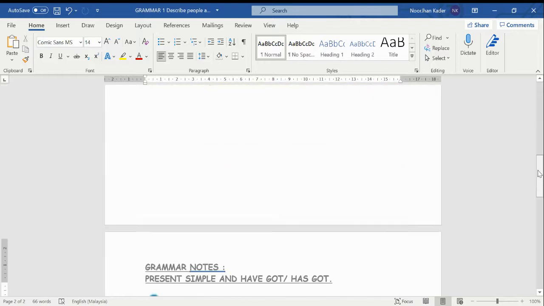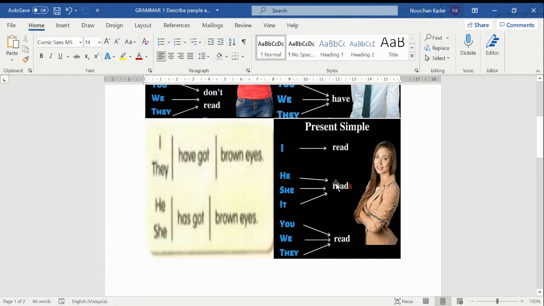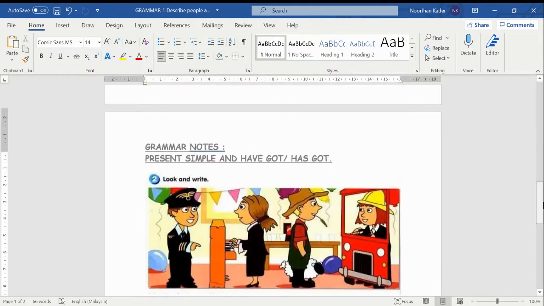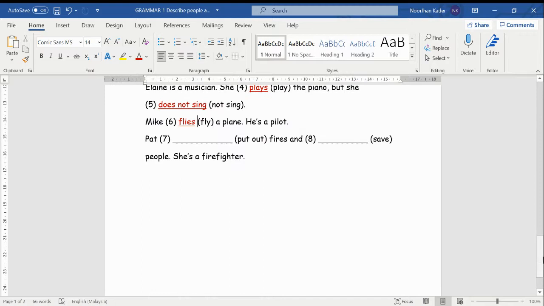So let's look at pet, the pronoun she, and the present simple tense in positive verb form. I read, he reads, she reads, it reads. So it's she reads. You have to add an s to the verb for she. So it has to be put out. Oh, sorry, puts out. So it has to be pet puts out. You have to add an s because the pronoun for pet is she.